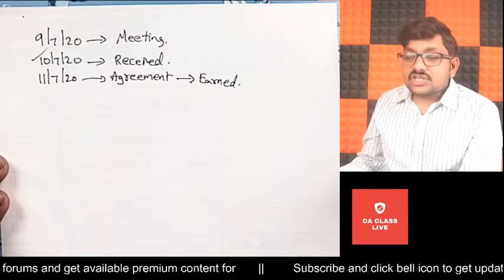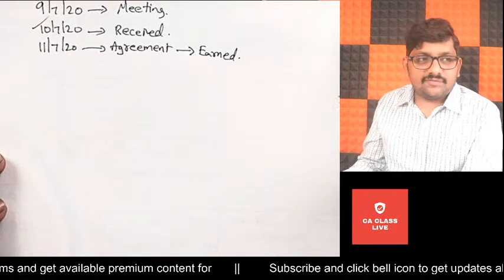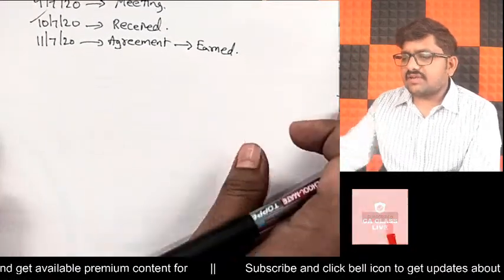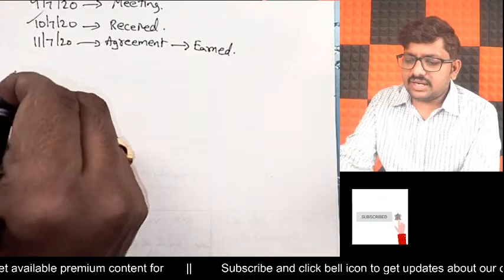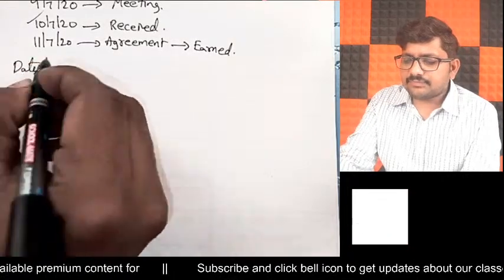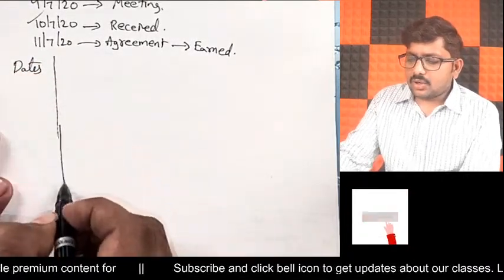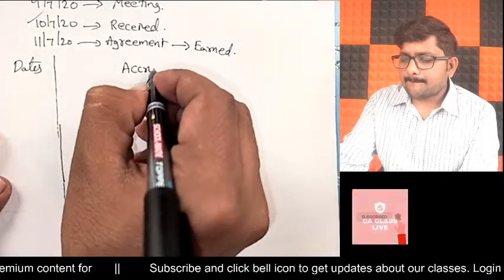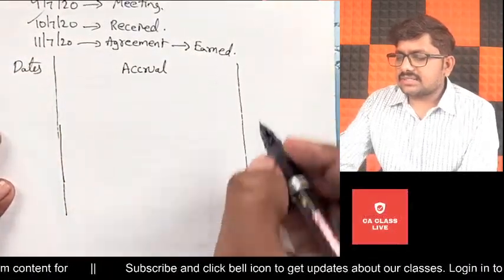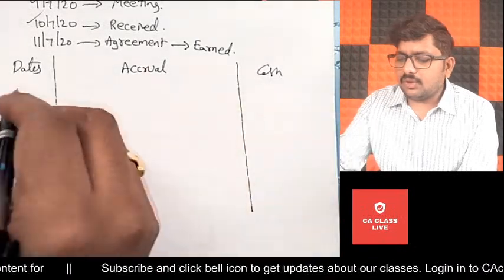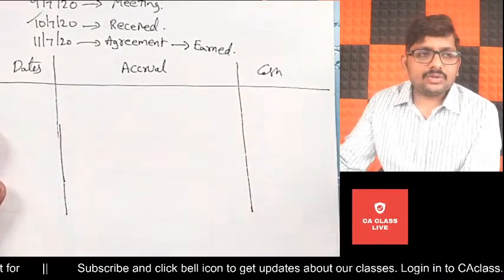Getting the point, friends? So in this case, how will the journal entries flow? Observe this very carefully, friends. How is it done? Now let me take dates again: accrual system, and then cash system. How the journal entries will flow.